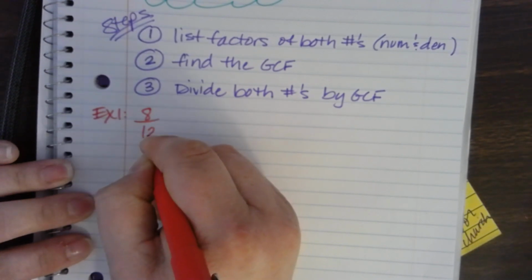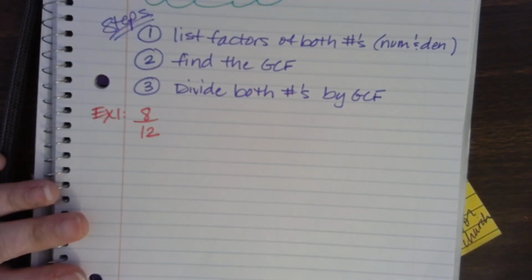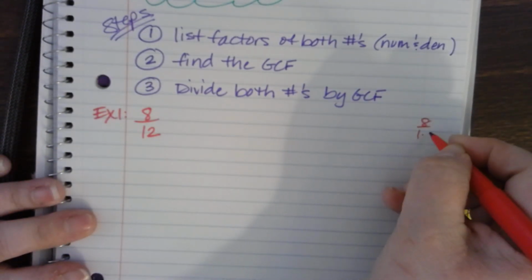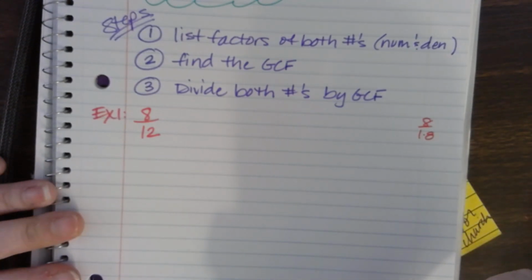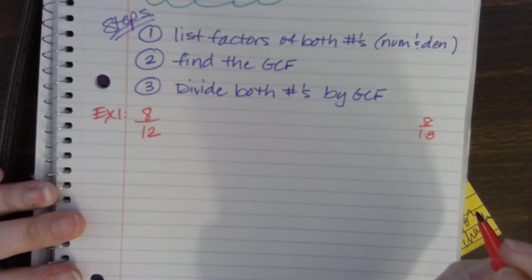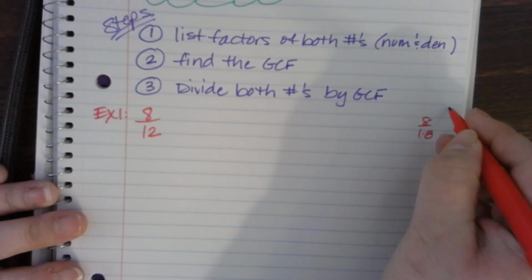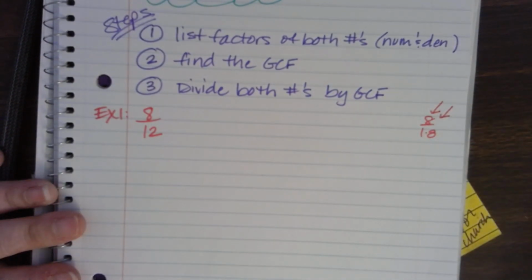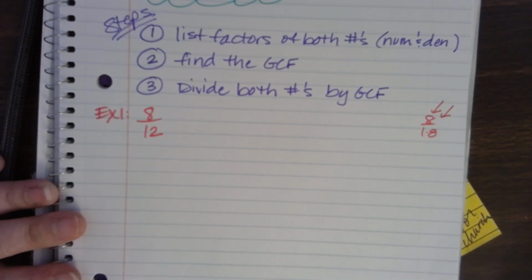I've got 8 over 12. Now, listen to me very carefully. Step 1 is for us to list the factors. I am not going to do the little stacking thing today because of time. But when I list out the factors, I am assuming that you are going to do this, right? Do you remember this step? To ensure that you have all the numbers.